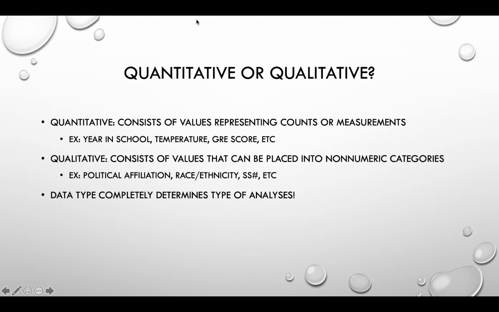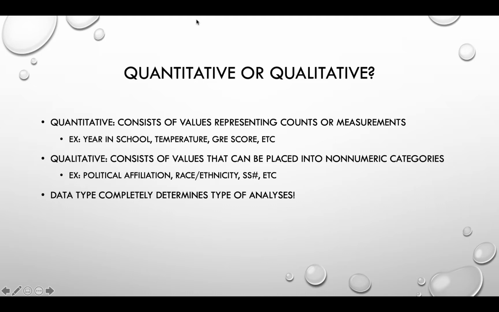But then a lot of times qualitative data looks numerical. One example would be social security numbers, credit card numbers, zip codes, all right? These are all numerical, but it's qualitative data because these are labels, all right? That social security number is a label for you, all right? The zip code is a label for a geographical area.